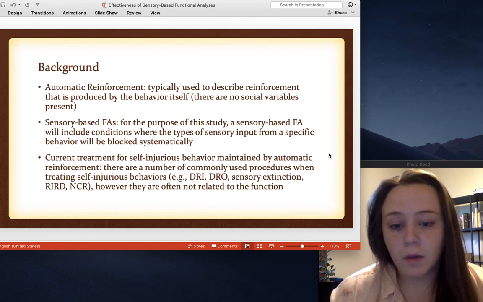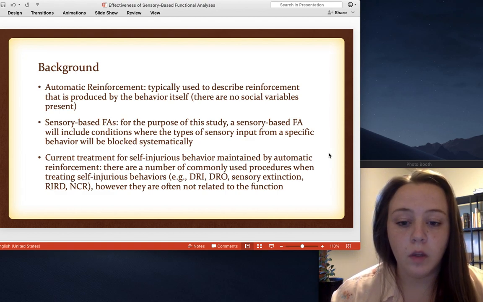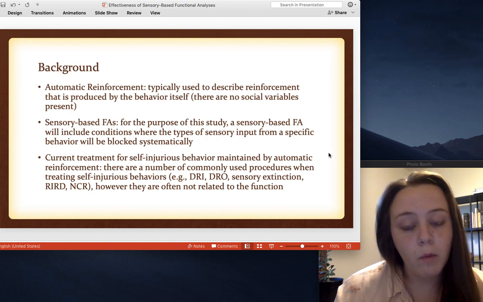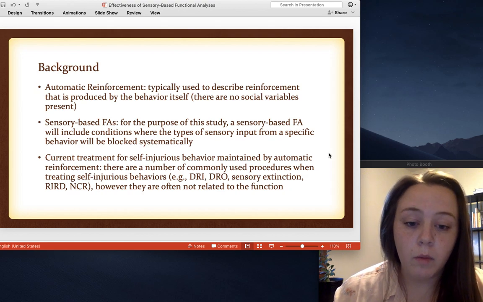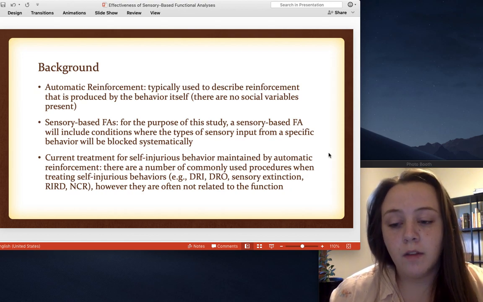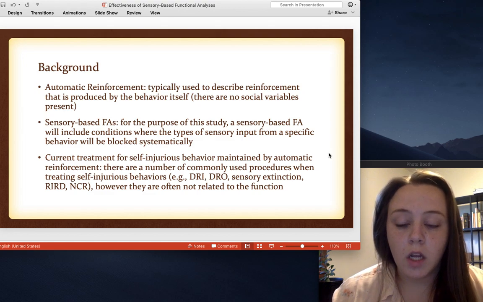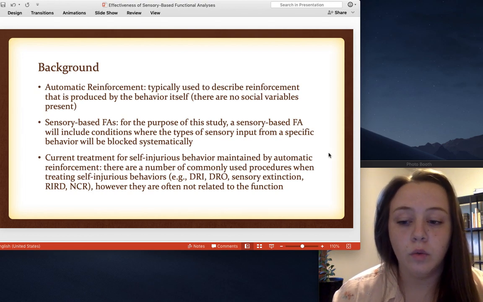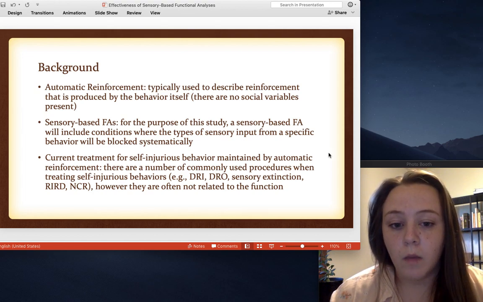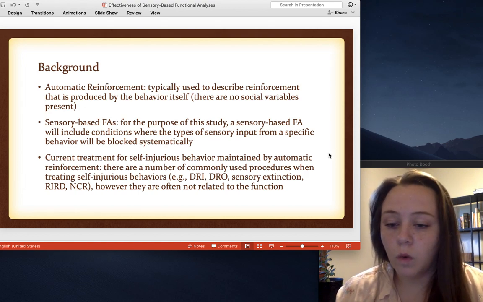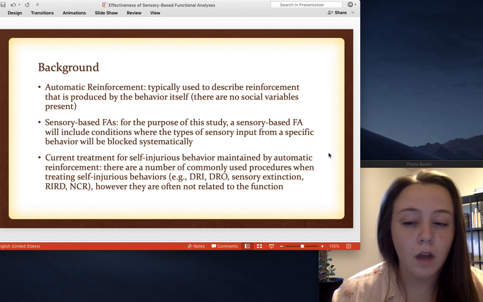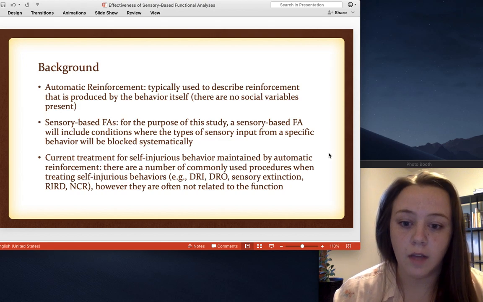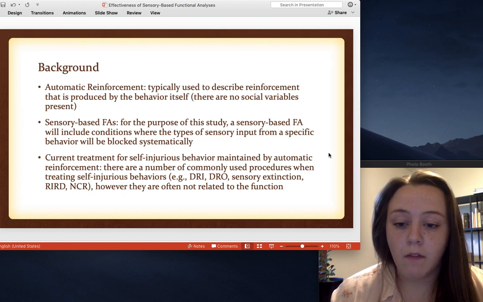So some common treatments that we see used are the differential reinforcement of incompatible behavior, differential reinforcement of other behavior, sensory extinction, which ideally would be related to the function, response interruption and redirection, and then non-contingent reinforcement, which the goal is typically to use the same reinforcement. So if it was that auditory sound that we mentioned earlier, then we would be providing that sound some way non-contingently to try and decrease the MO for the problem behavior.